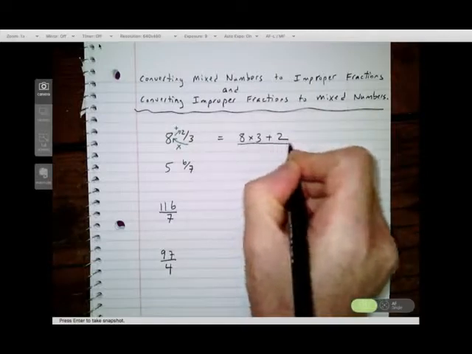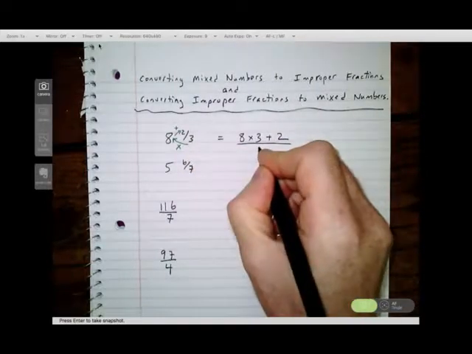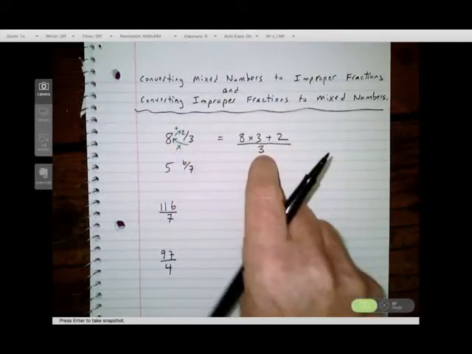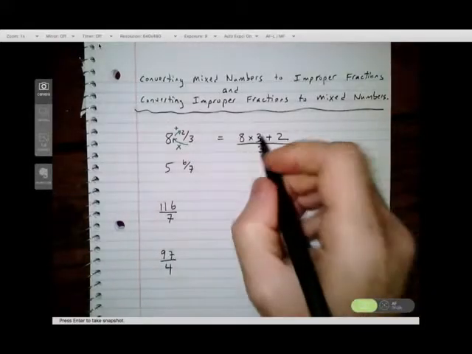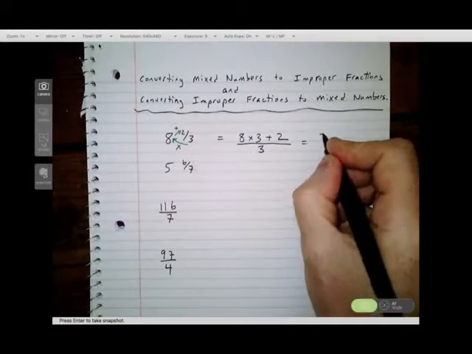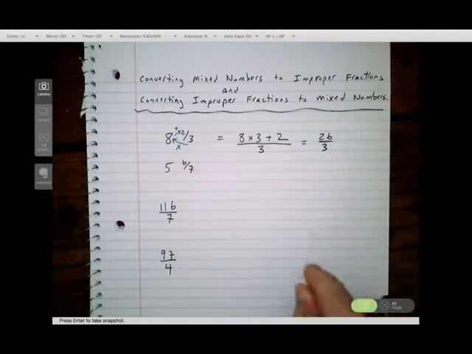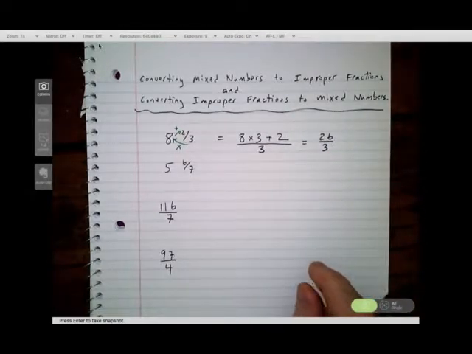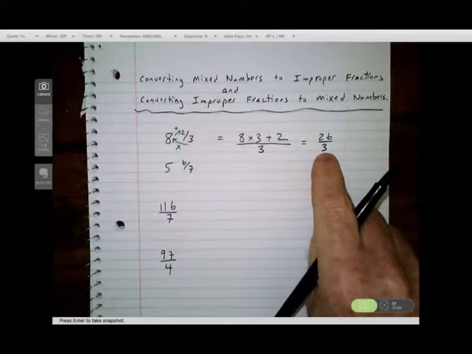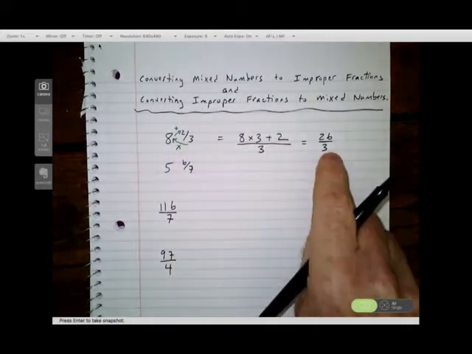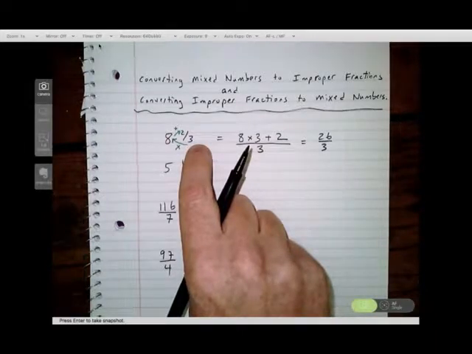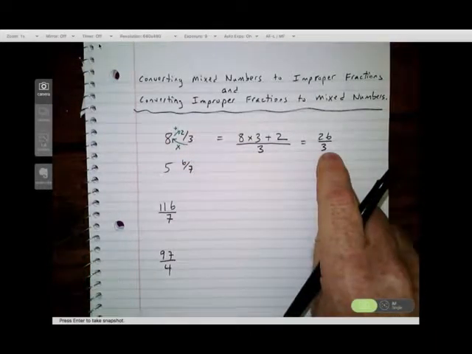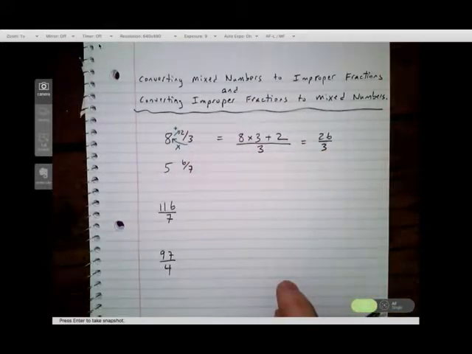The denominator in the problem is what we keep over here, so it stays a 3. And then we work that out. We got 8 times 3, that is 24, plus 2 is 26 thirds. And that is an improper fraction. And this is an important thing to know how to do because when we start adding, subtracting, multiplying, and dividing mixed numbers, to me the easiest way to do that is to use improper fractions. And so we're going to be converting like this a lot.